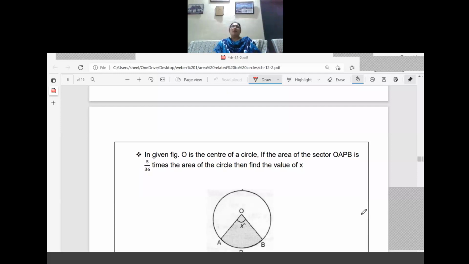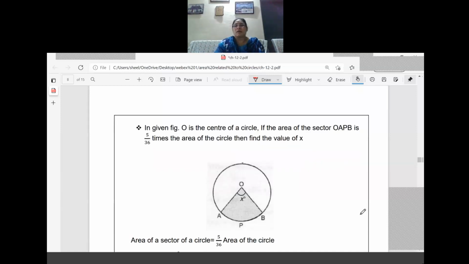Next question. In the given figure, O is the center of the circle. The area of the sector OAPB is 5 by 36 times area of the circle. Find the value of x. So find the value of x means which is that one? Central angle. And what is given? O is the center, x is the central angle for us.